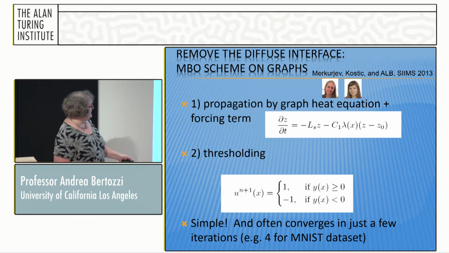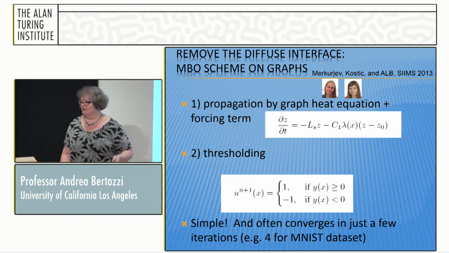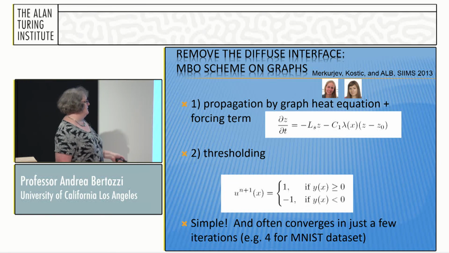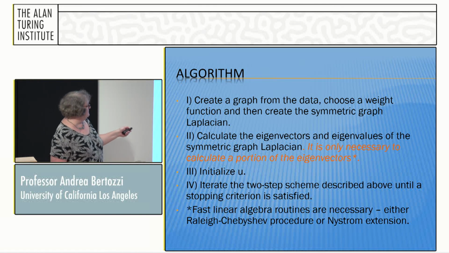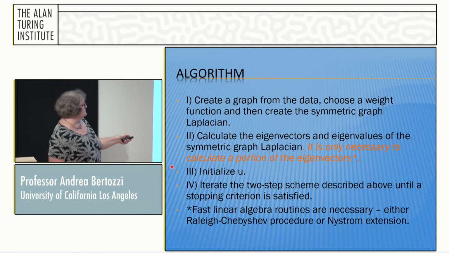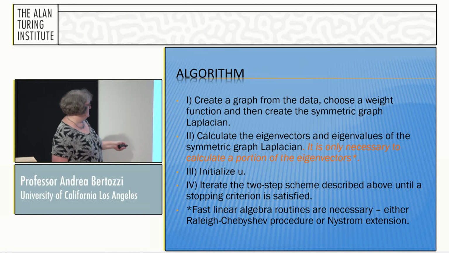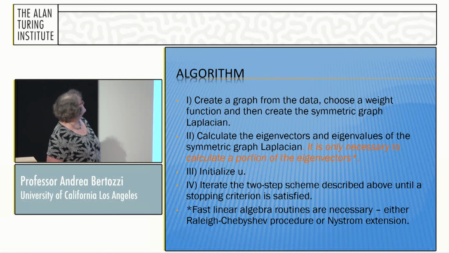Okay, and again, the punchline is the only point where you need the graph is in the calculation of the graph Laplacian. So if you have a fast way to approximate that, you're basically done. Okay, and so that's the algorithm. And now here comes the under-the-hood important stuff, which is the red line, which is that it's only necessary to calculate a portion of the eigenvectors, and you want to do that in a smart way. So these are the two smart ways, Rayleigh-Chebyshev or Nyström extension, for a sparse or non-sparse graph, depending on which you have.